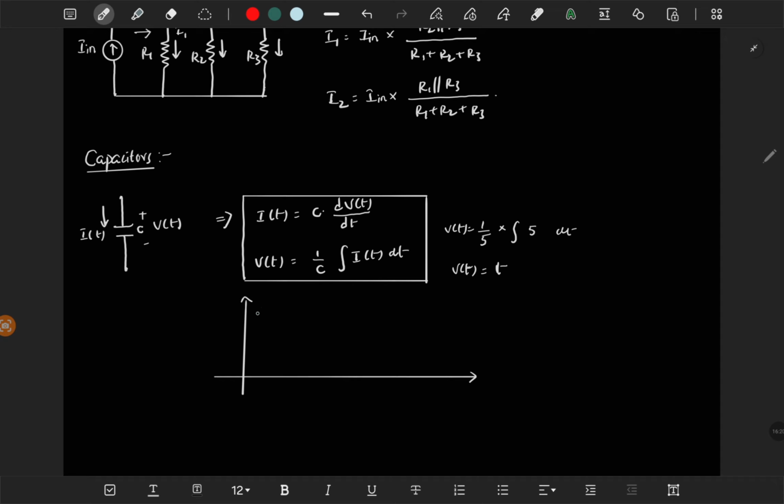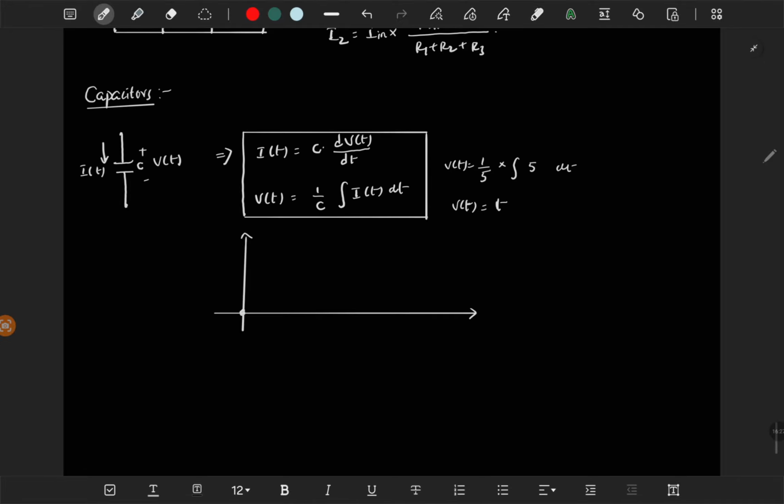So if you are pumping some constant current through the capacitor, then suppose it has an initial voltage of 0, then this starts increasing. V of t with respect to time has a slope of 1. The slope depends on the current magnitude and the capacitance. Here we have taken both as equal. So in general, if you are pumping some constant current, then the slope is the magnitude of current divided by the capacitance value, right?